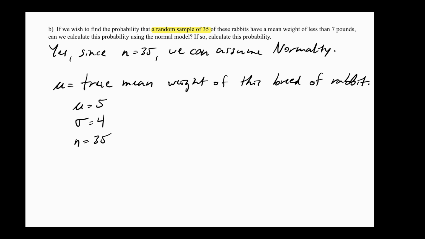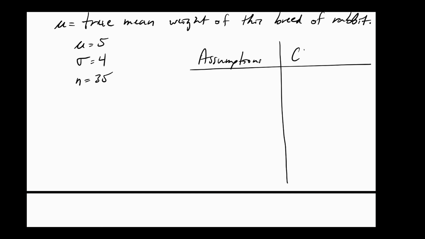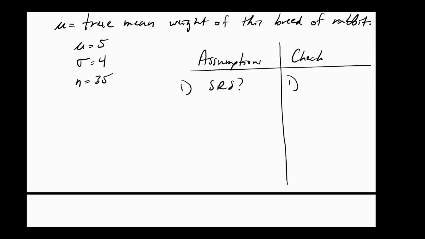Step 3, check all assumptions and conditions, because it comes from a sample of 35. Anytime it comes from a sample, we have to check our assumptions and conditions. Number 1, SRS. Random sample, so we say stated. Good. Number 2, 10% condition. So is little n less than or equal to 10% of big N?